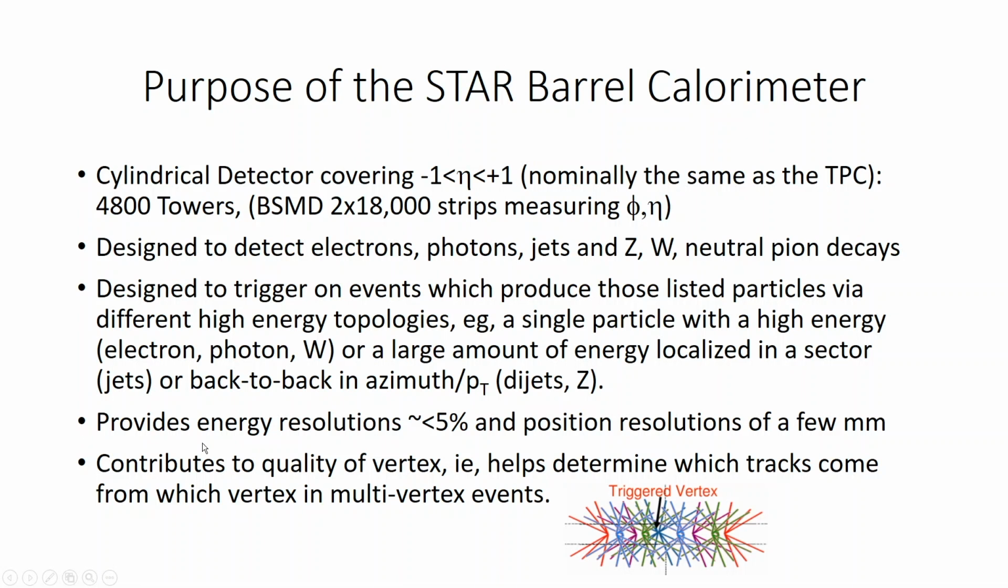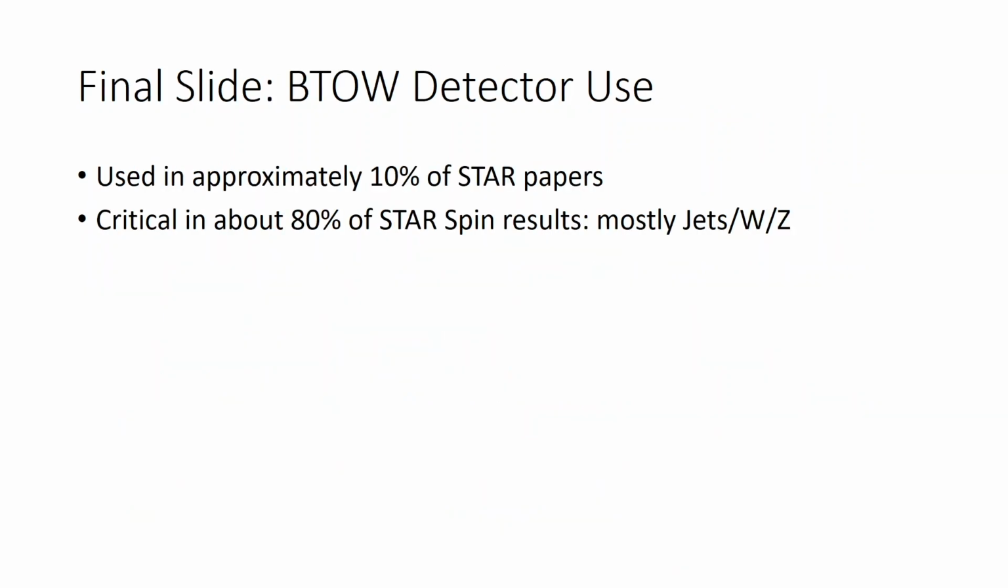It provides energy resolutions on the order of 5% and position resolutions of a few millimeters. It contributes to the quality of the vertex by helping to determine which tracks come from which vertex in multi-vertex events. Finally, I would like to mention that it is used in approximately 10% of STAR papers and is critical in about 80% of STAR spin results, mostly jets, W, and Z physics.